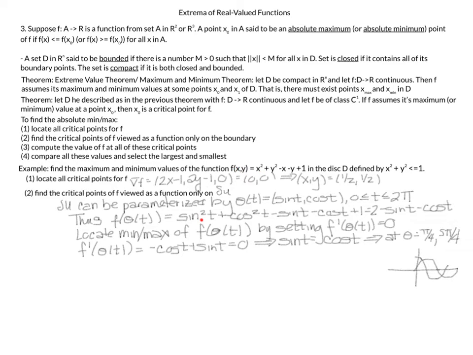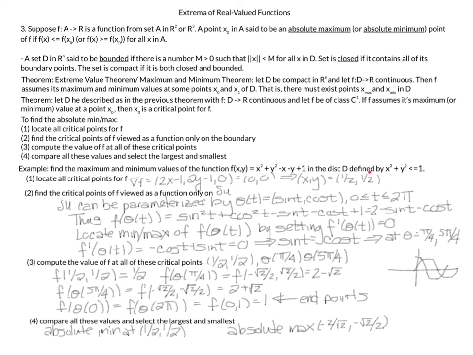So we have x squared, which is sine squared, plus y squared, which is cosine squared, minus x, which is sine, minus y, which is cosine, plus 1. And we can do some simplification, and this is 2 minus sine t minus cosine t. To locate the min and max, so we can find the critical points along the boundary, we take the derivative and set it equal to 0. So taking this derivative, our 2 goes away, we have minus cosine t plus sine t equals 0, meaning sine t equals cosine t, and that happens at t equals pi over 4 and at 5 pi over 4.